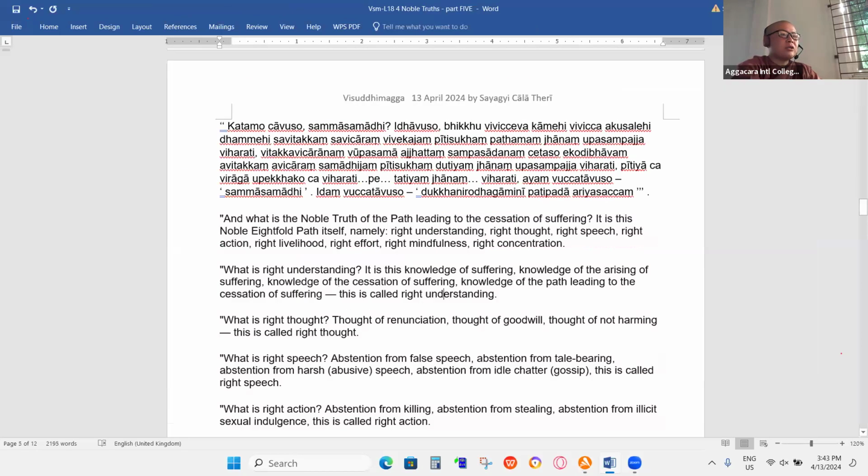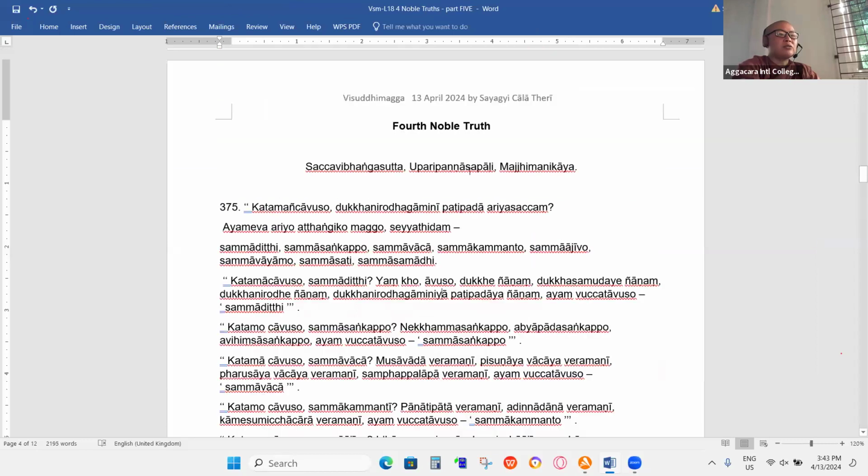Okay, this is according to the Saccavibhanga Sutta in the Majjhima Nikaya.